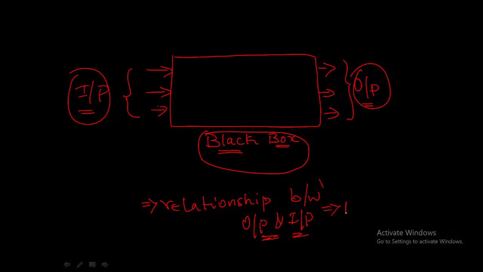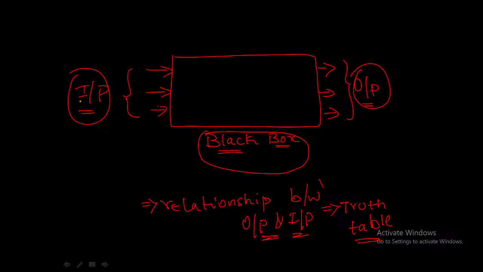So we use a table called a truth table to describe the relationship between the output and input of this particular black box. So what is this truth table?